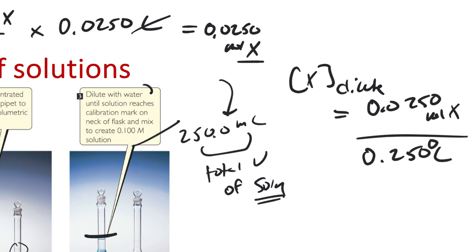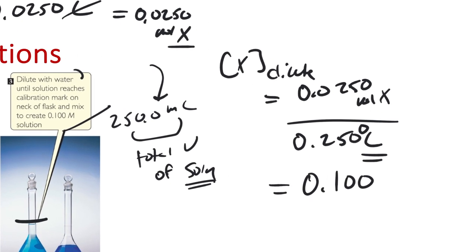And technically, I think an extra zero for thinking sig figs. We probably get 250.0 milliliters. But we have 3 divided by 4 sig figs. And then also with molarity, it's almost always moles per liter. So that's why I'm converting the volume unit to liters here. And so this should work out to be 0.100 mole per liter.